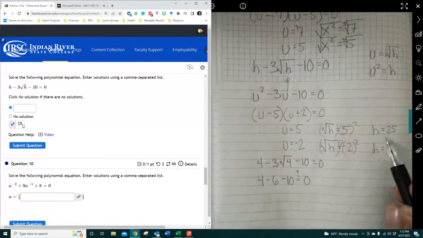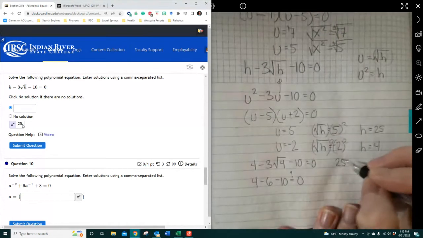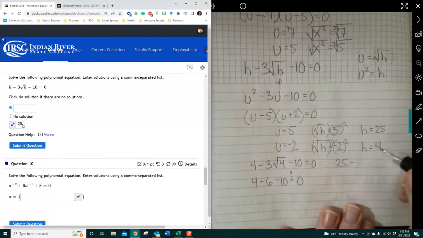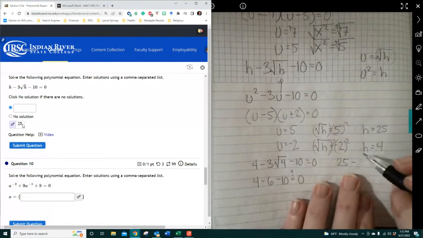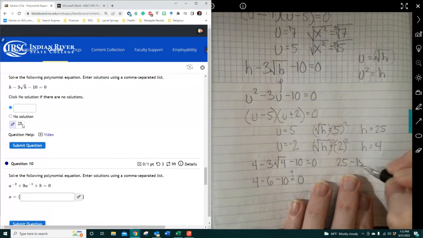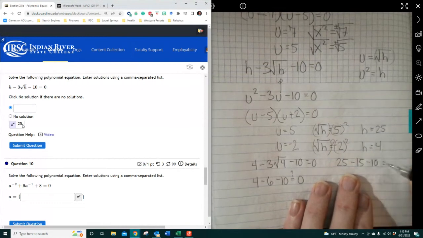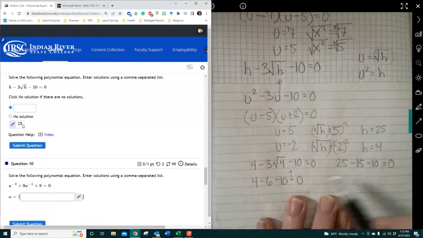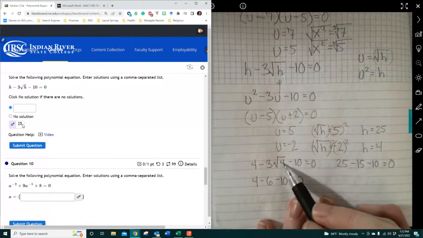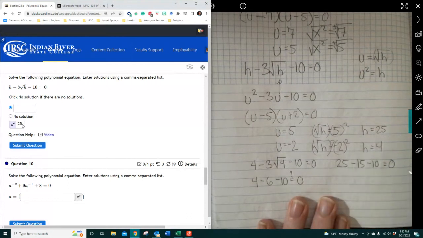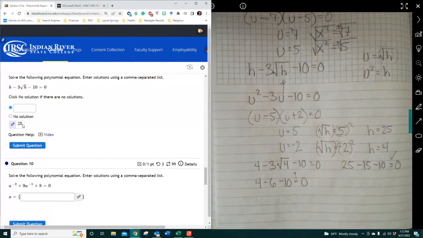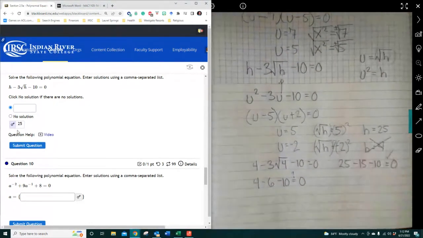So you go ahead and put in 25, and that will work. The square root of 25 is 5, times 3 is 15, all right, and then you're going to have 25 minus 15 minus 10, and that in fact does equal 0. So that's why the answer is only 25 and not 4.